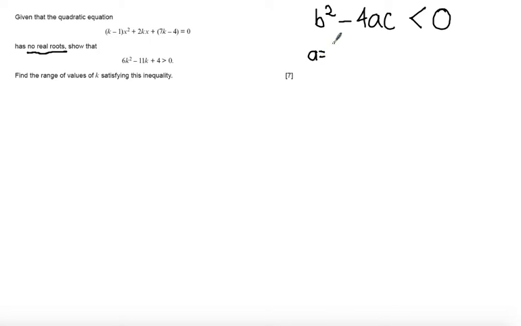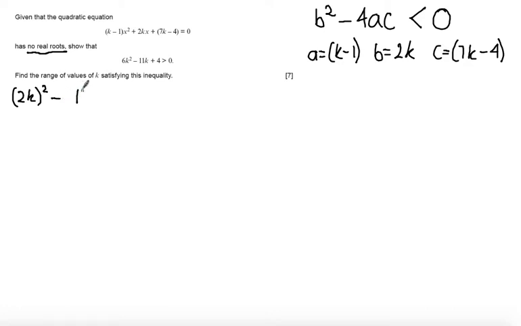Separately, I just want to state what a is. So that's k − 1, the coefficient of x², b equals 2k, and c equals 7k − 4. This is just to make sure that before I substitute it into the discriminant, I'm clear on what I'm using. So b² is (2k)². Please remember to put it inside brackets so you don't make any mistakes when dealing with the b² term. Minus 4 times a, which is (k − 1), times c, which is (7k − 4). And this is all less than 0.